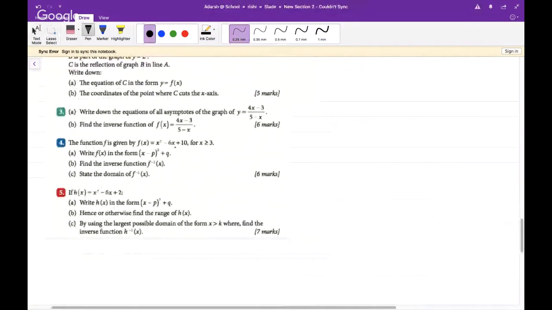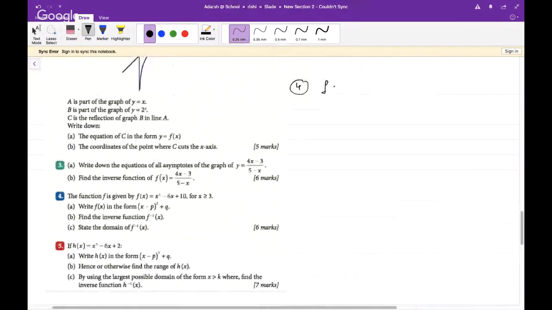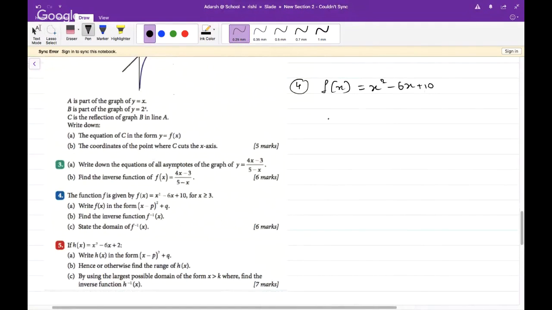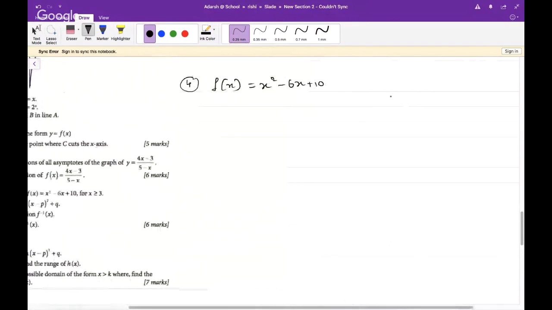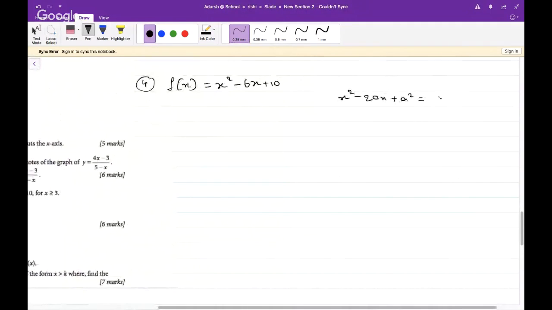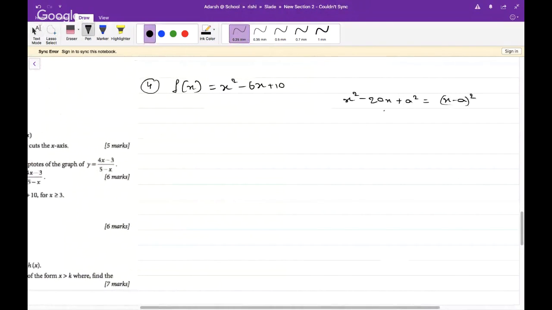Now function f of x is given by x squared minus 6x plus 10. Now write this in x minus p the whole square form. How to write the x minus p form? You need to remember this: x squared minus 2ax plus a squared is equal to x minus a the whole square. Now compare this with this.